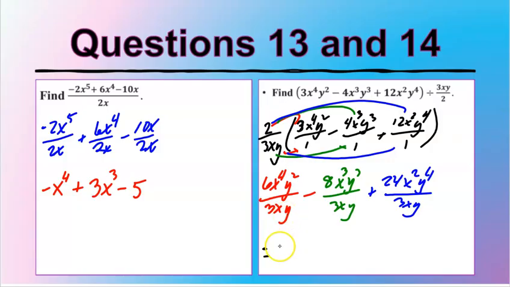6 divided by 3 is 2. X to the third y, minus 8 thirds. X cubed divided by x is x squared. That goes on top. Y cubed divided by y is y squared on top. Plus 24 divided by 3 is 8. X squared divided by x is x. Y to the fourth divided by y is y cubed.